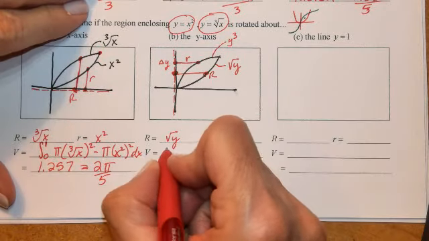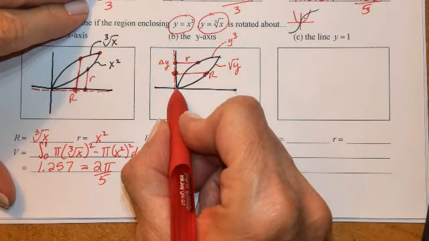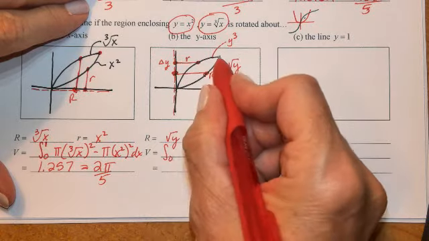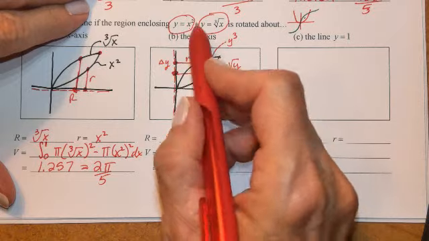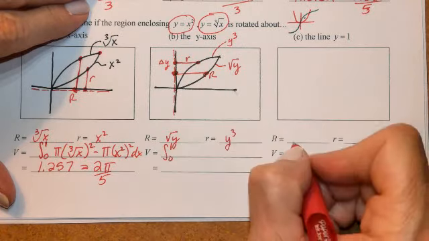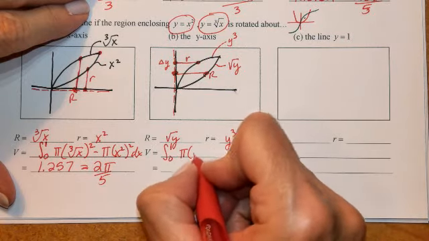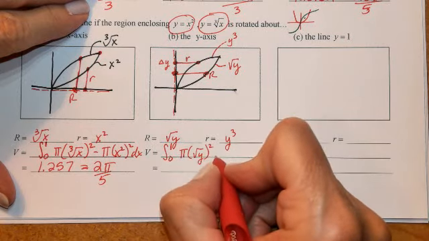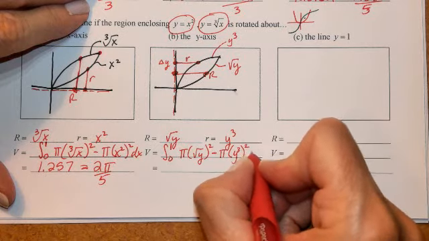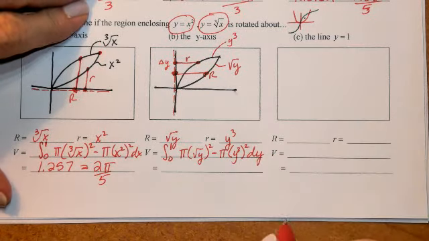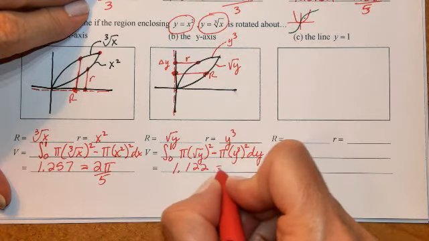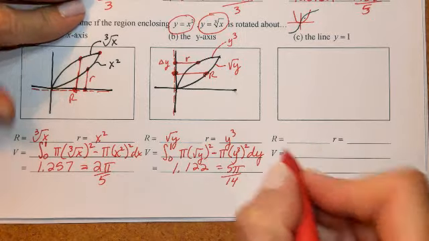The volume will be the integral from, okay, what are my y boundaries? 0 is my lowest y boundary, and my upper y boundary is still 1, right? Because 1 squared is 1, cube root of 1 is 1. Pi times square root of y squared minus pi times y cubed squared dy. Into the calculator that goes, and we get 1.122, which is 5 pi over 14.